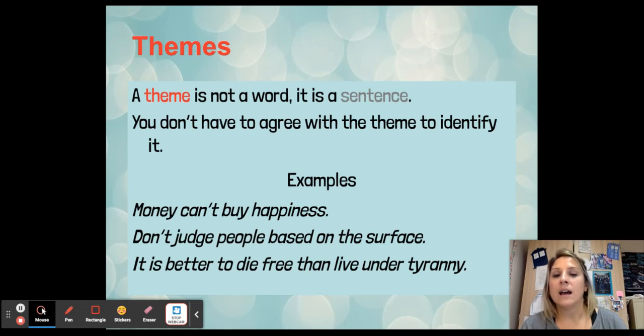Okay, next, a couple of things about theme statements. A theme is not just one word, it is a full sentence, and you don't have to agree with the theme to identify it. So, for example, you might have money can't buy happiness. It's a full sentence. Don't judge people based on the surface. It's a full sentence. And it is better to die for freedom, to die free, than live under tyranny. Also a sentence, and also things you may not agree with, but that are statements. Stop here and you may fill out your notes.